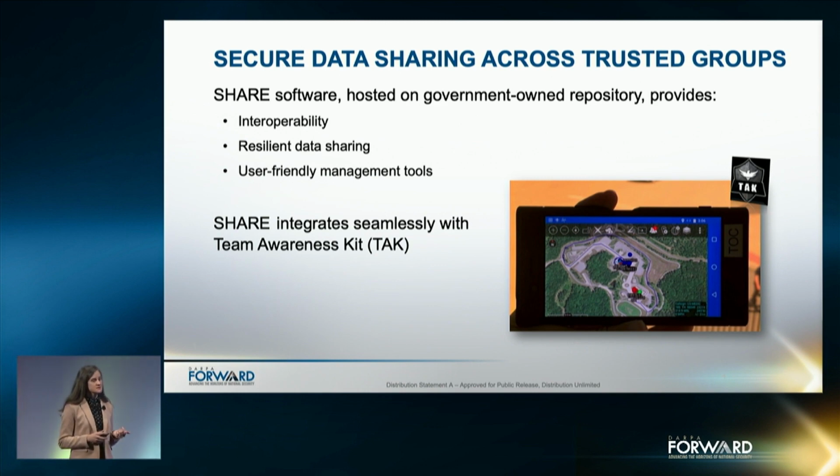To address this, SHARE provides data sharing between and within trusted groups. In addition to providing this interoperability, SHARE provides resilient networking. In the event of a natural disaster, the network may be unreliable. SHARE caches data and synchronizes that data despite network disruptions. SHARE also provides configuration management tools to set up these sharing policies.